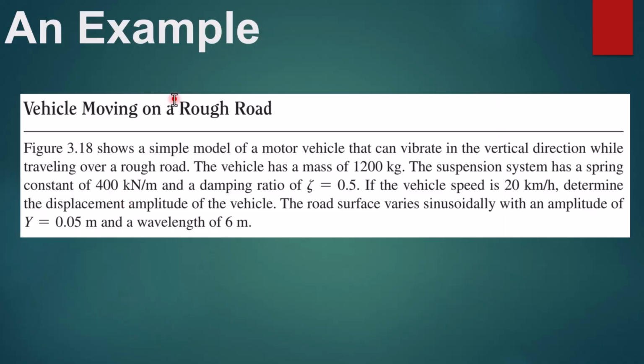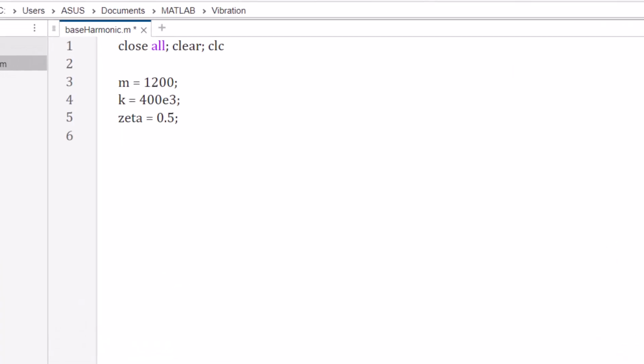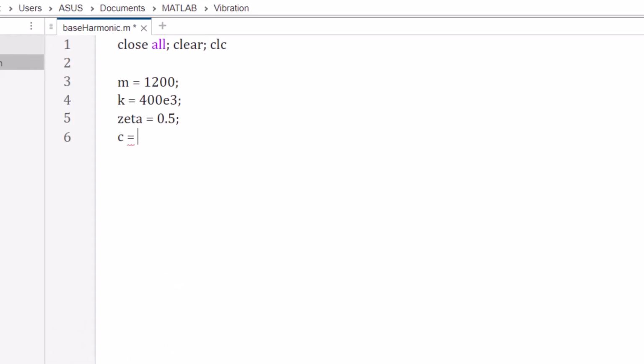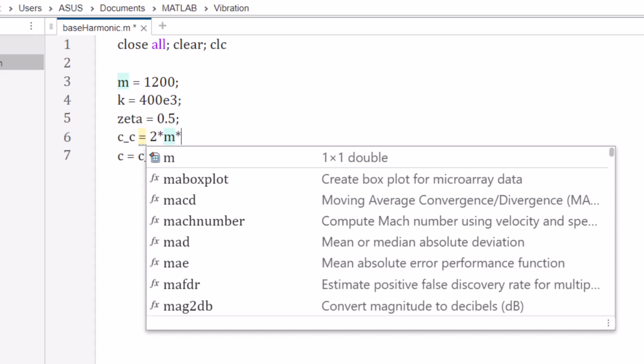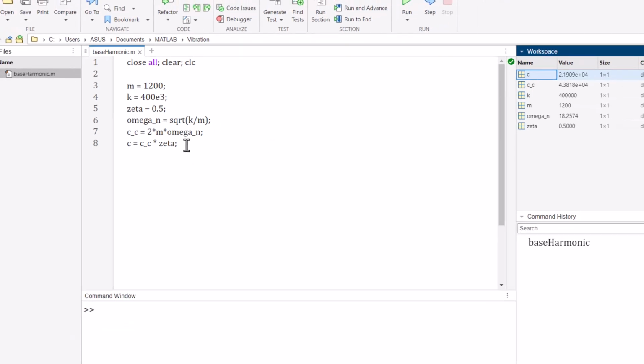And it didn't directly give us c, but instead it gave us the damping ratio. So zeta is 0.5. And in order to find c, we have to pay attention that c is the critical damping coefficient times zeta. Now, what is the critical damping coefficient? It was 2 times m times omega. And in the previous tutorials, I explained all of these variables. And the natural frequency of the system is the square root of k over m. So if I run, okay, so now I have found c.